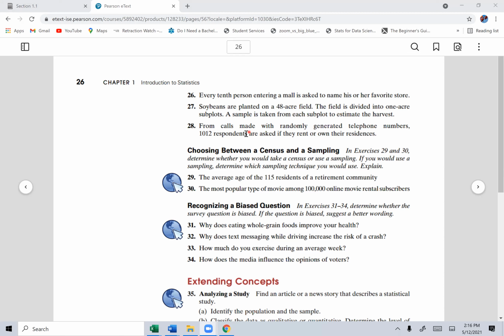Stratified. Stratified, definitely, because it's not a cluster. In a cluster, you will go to each acre and take all the members, whatever you have in that acre, and just put them in the sample. No, here he's saying a sample is taken from each subplot. When you take from each piece, it's stratified.